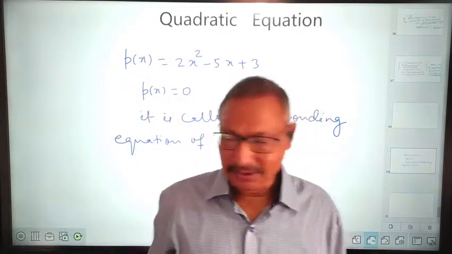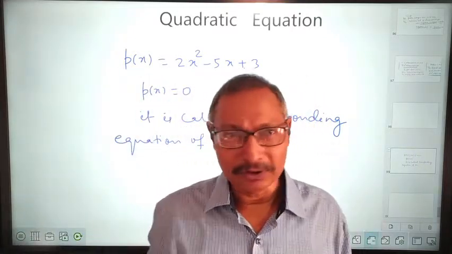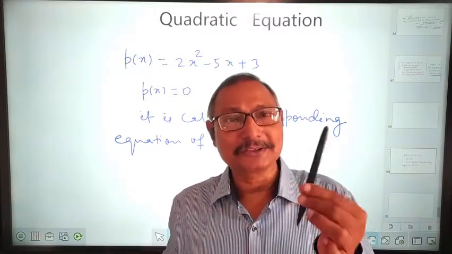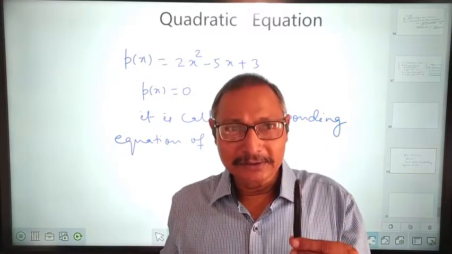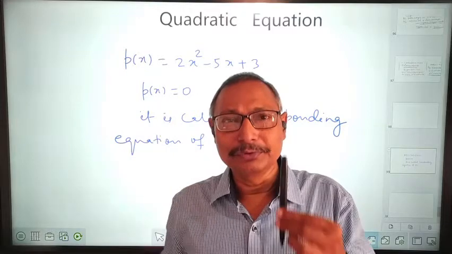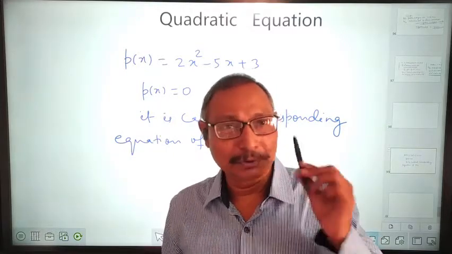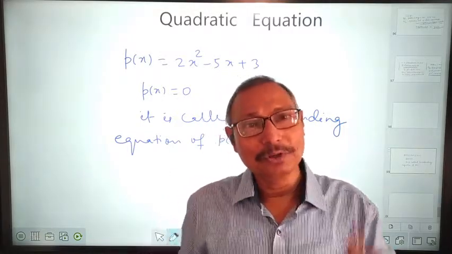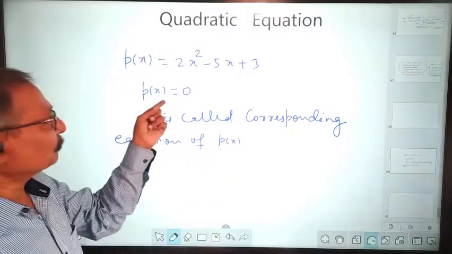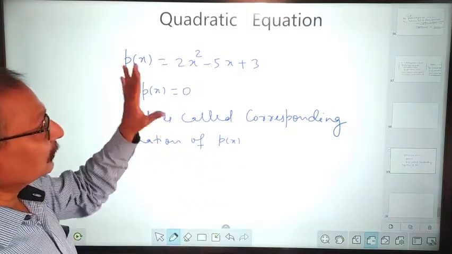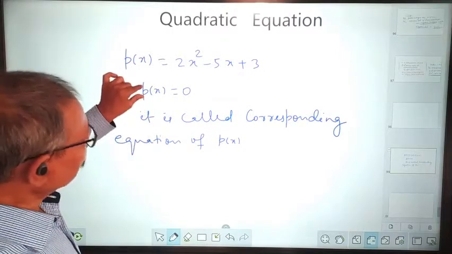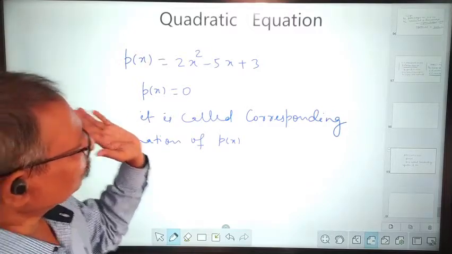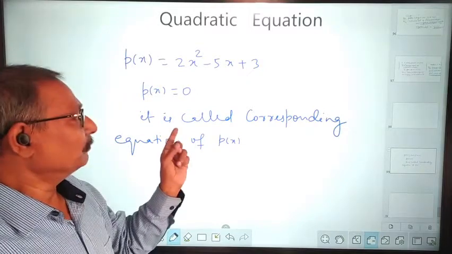So mind it, never think that these two are the same thing. No. If I say this stylus corresponds to me, it doesn't mean that it's mine. Maybe I'm supposed to write over the board with the help of this one only. So it is corresponding to me, but I'm not the same as this stylus. So if we say this is a corresponding equation of this polynomial, it does not mean that these two are the same thing. Actually, these are meant to be associated. So it is called the quadratic equation corresponding to the polynomial P(x).